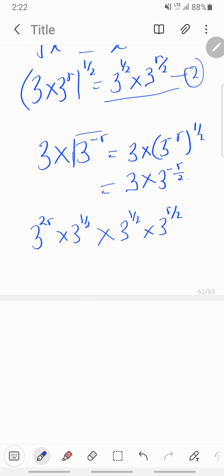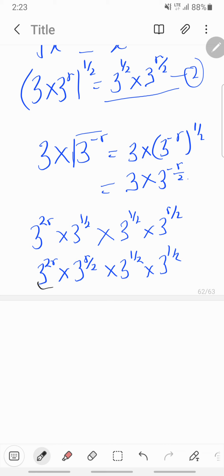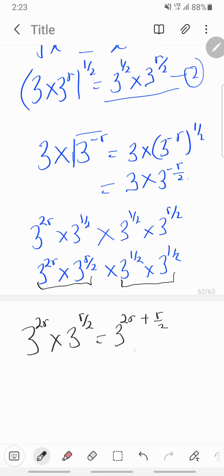So I will do some kind of regrouping here. The ones that have r will be brought closer to each other, and the ones that don't have it will be separated. So 3 raised to power 2r times 3 raised to r over 2 is the same thing as 3 raised to 2r plus r over 2. The LCM is 2, so that is 4r plus r, and that is 3 raised to 5r over 2.